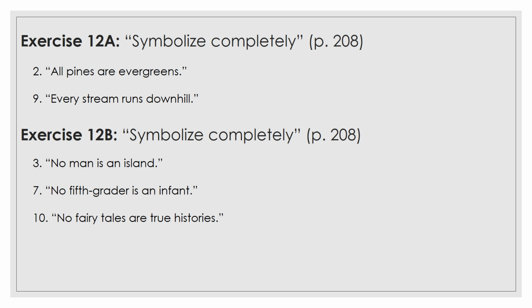With that in mind, let's do some more translations. We have here all pines are evergreens. So we have two terms. So we have two predicates. So we'll have the universal quantifier all. So for all x, if x is a pine, then x is an evergreen.